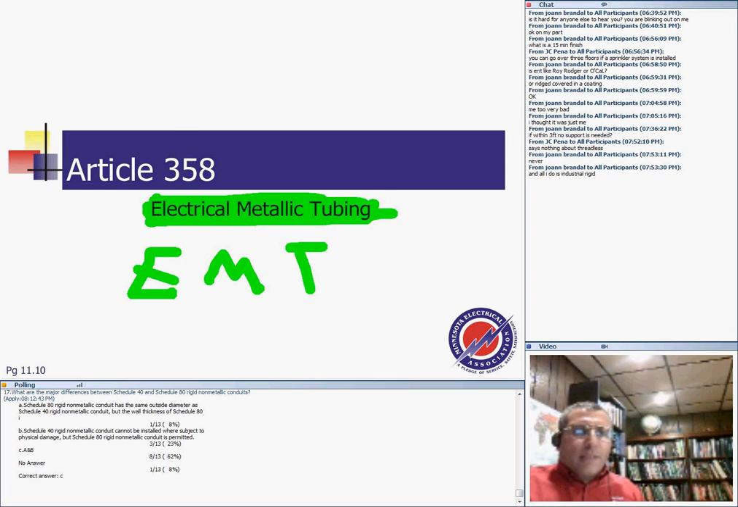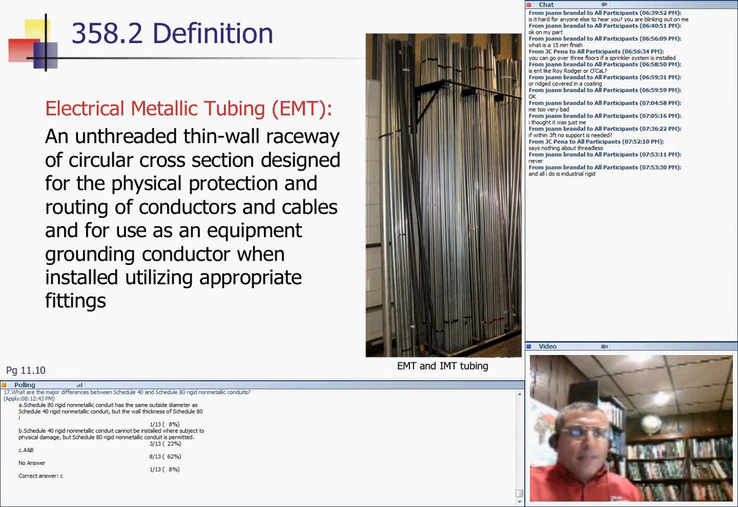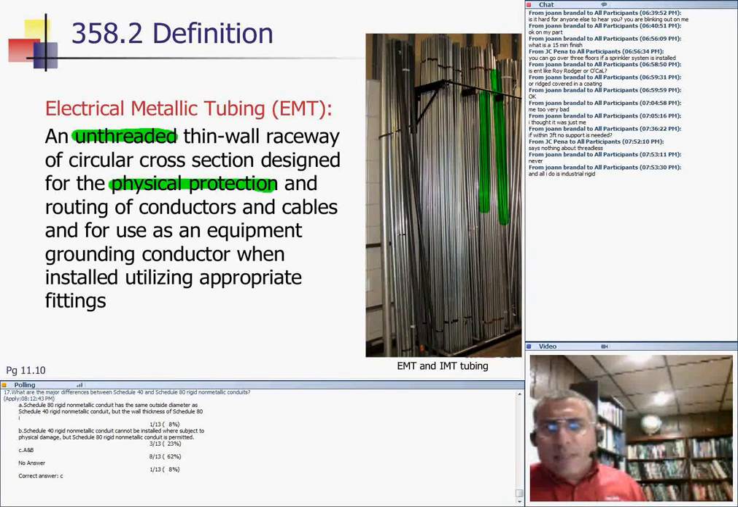This one, let's go directly into the definitions. Look at the definition. This is metallic, so it's rusting, it's dry. Unthreaded, very important. It's an unthreaded thin-wall raceway of circular cross-section designed for physical protection. You can get physical protection. Very important, Eric. EMT can give you physical protection, but it cannot give you severe physical protection. Very important: the difference between physical protection and severe physical protection.